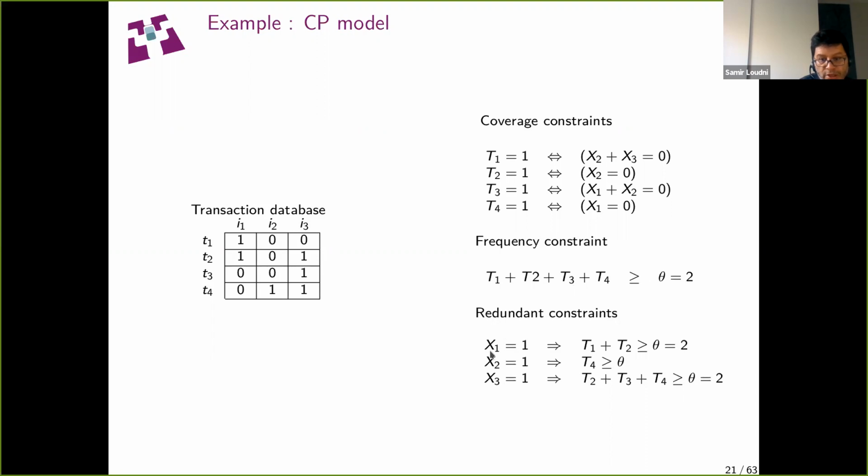So for example here, as you can see, x1 is equal to 1 if and only if the sum of transaction variables is greater or equal to 2. If we look at the transaction database, item 1 is present in 2 transactions. So for this item to be present in the item set, we need the sum of the transaction variables associated to T1 to T2 to be greater or equal to 2, and so on.